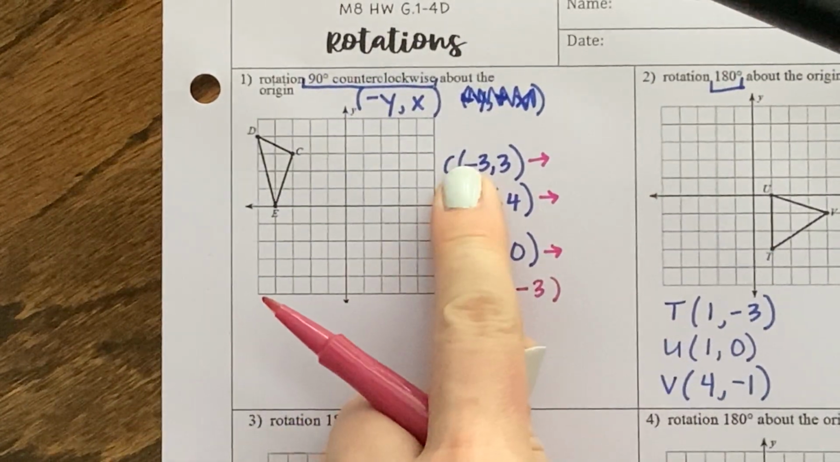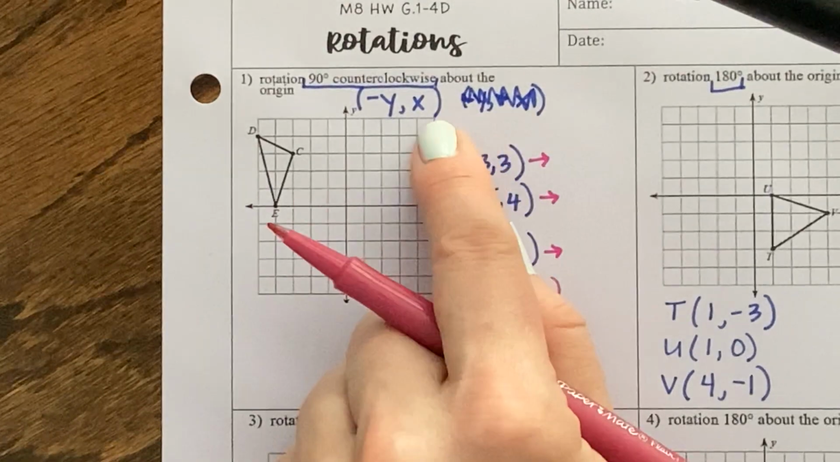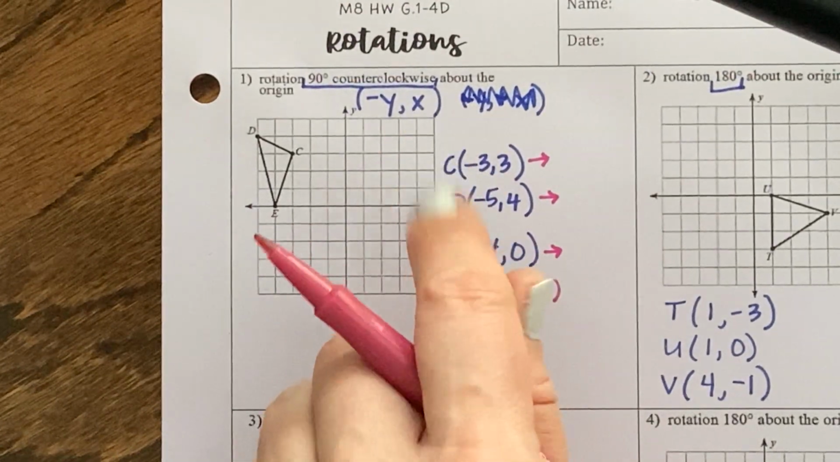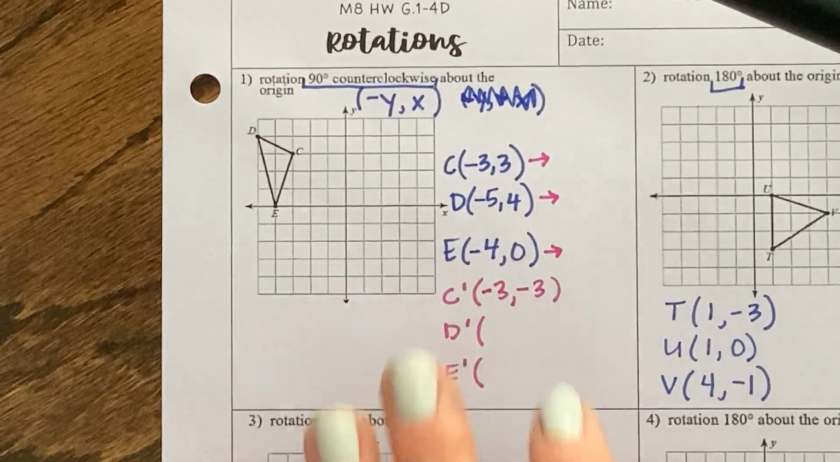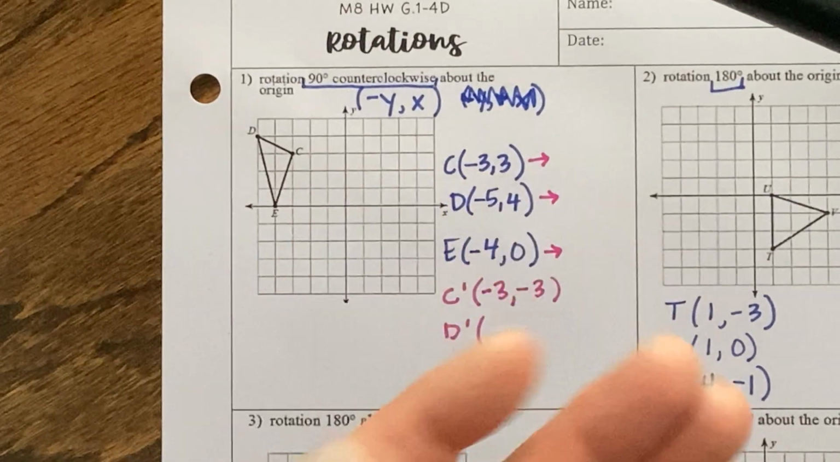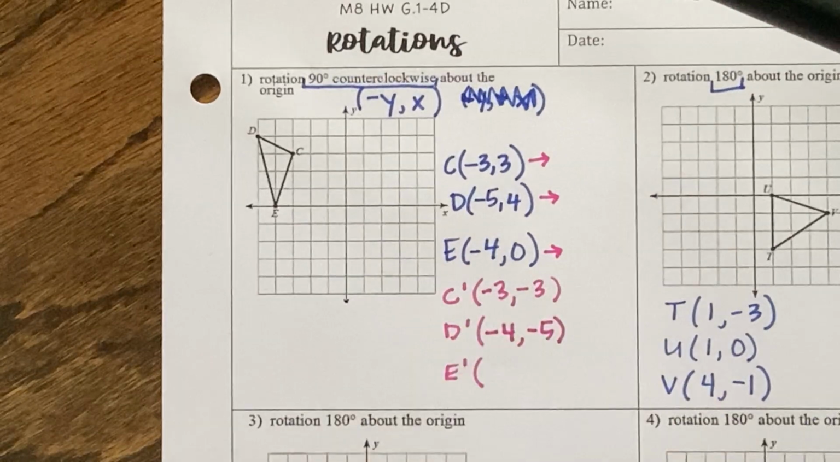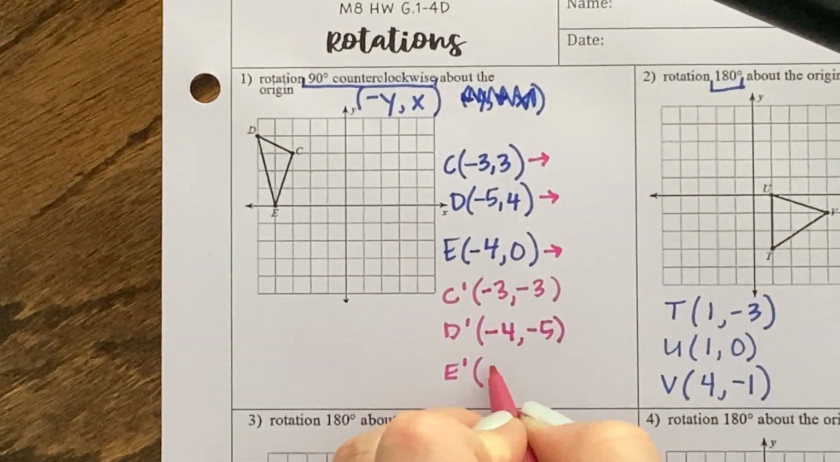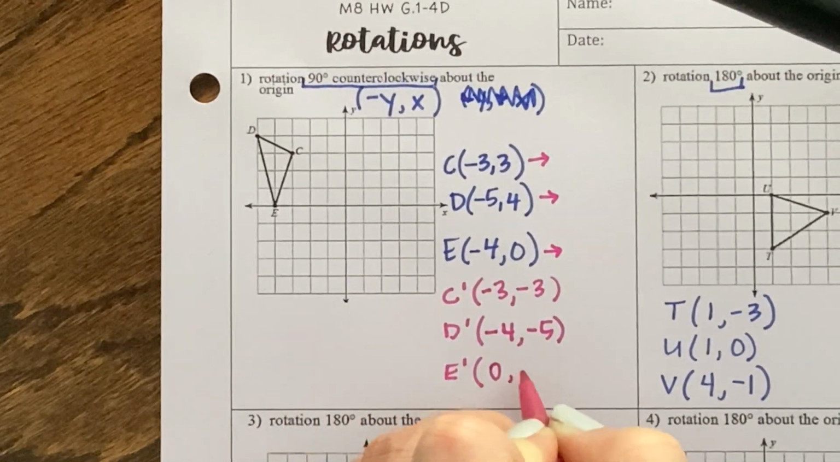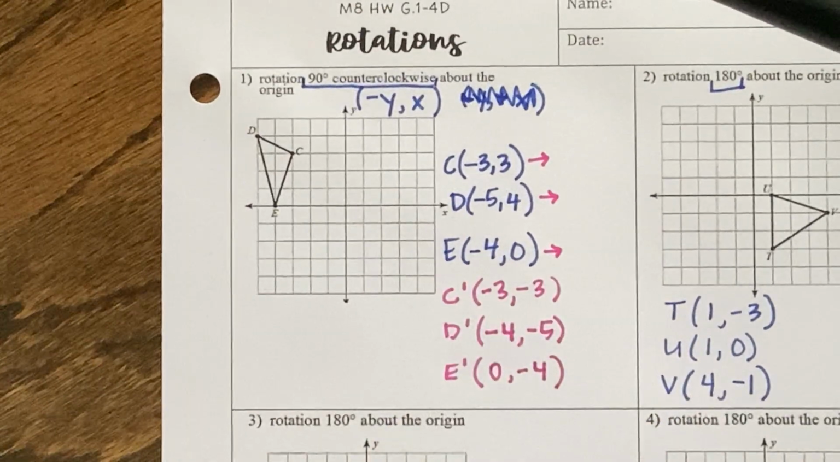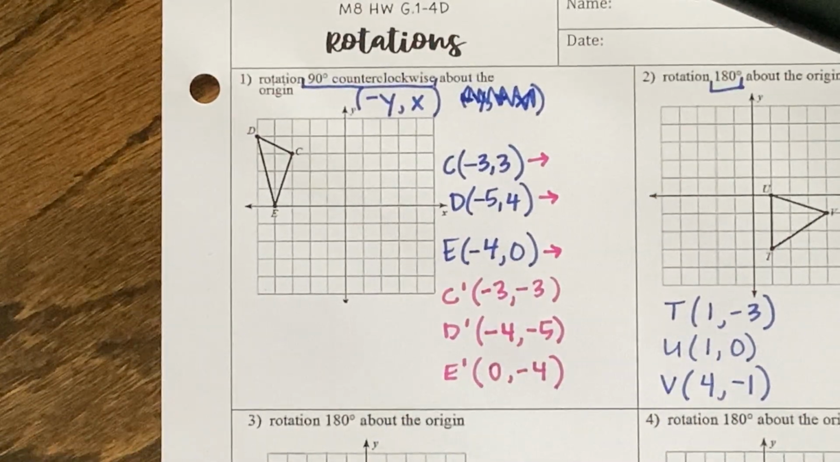The original X is now over here. That's what this rule means. Negate the original Y and then switch their positions. Again, negate the Y, switch. So this is -4, comma, -5. Negate the Y, there's no such thing as a -0, and then switch. Now we will know once we sketch this whether or not we followed that rule correctly.